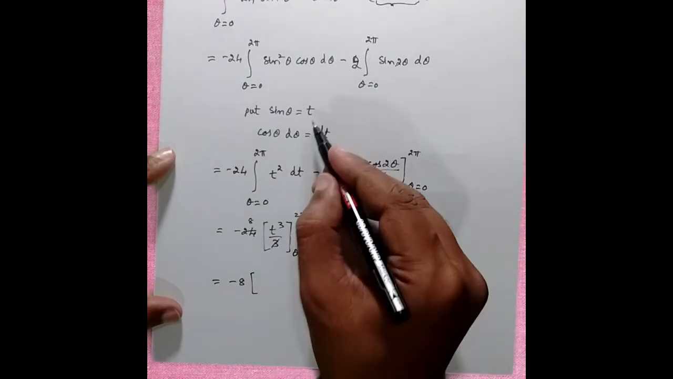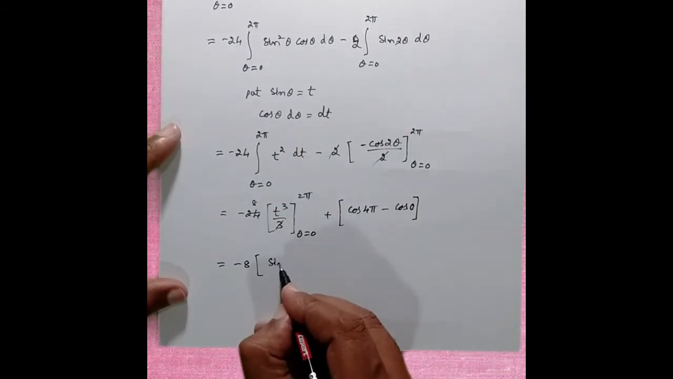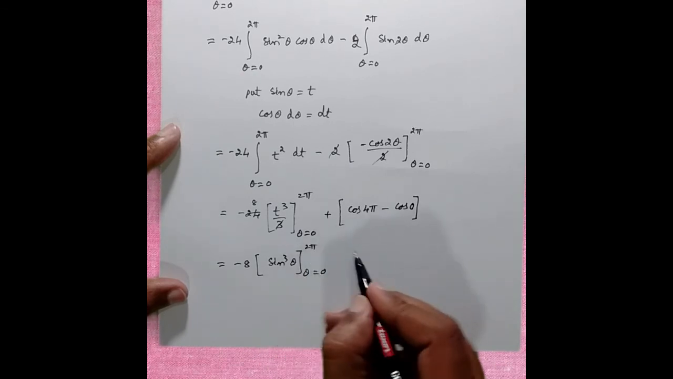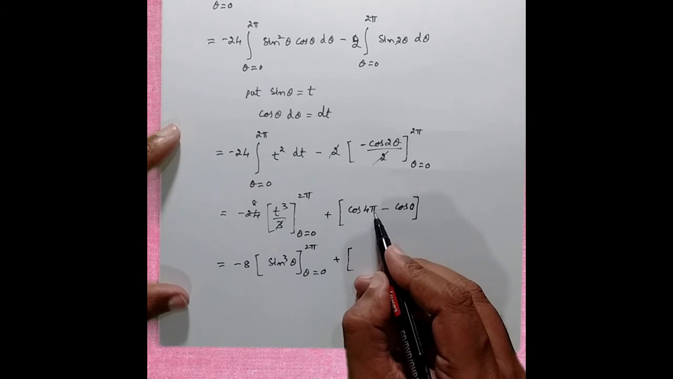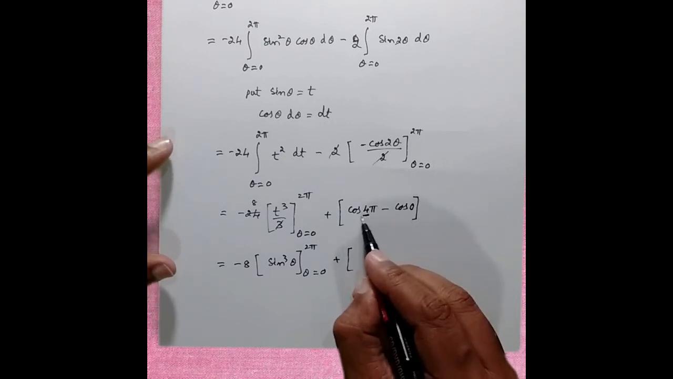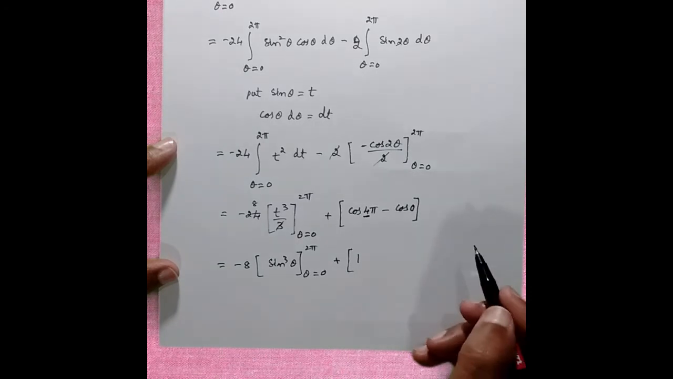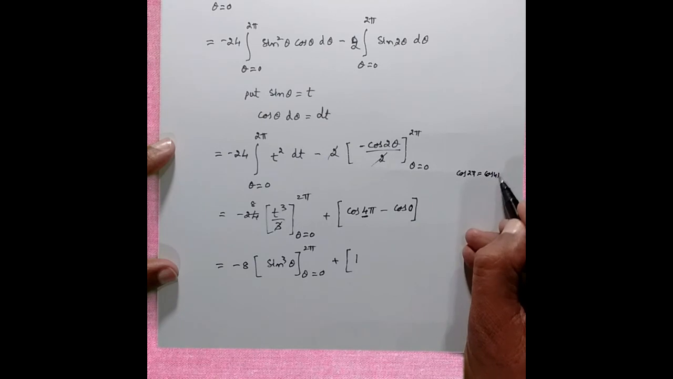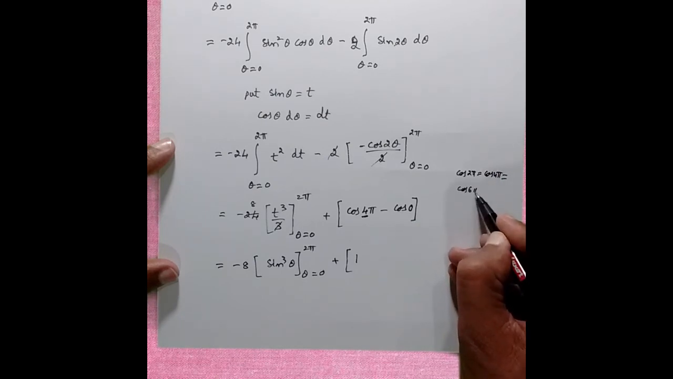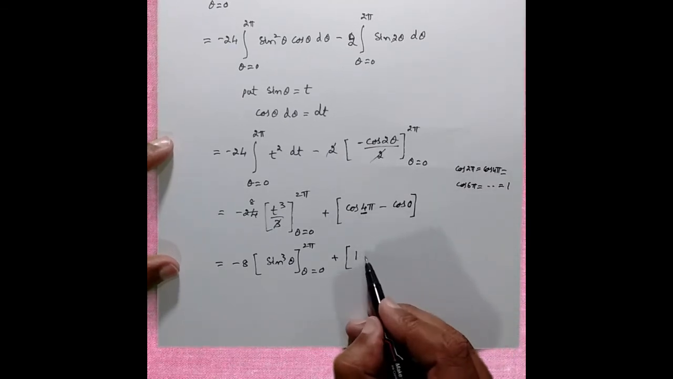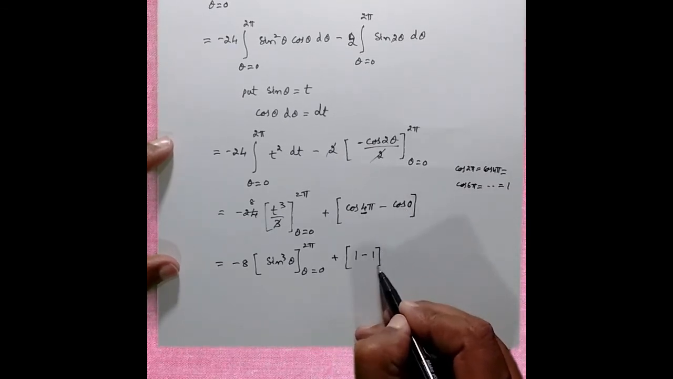Or it is minus of 8 times of, but the t value over here is sine theta, so you can replace that, it becomes sine cube of theta, where theta value is ranging from 0 to 2 pi, plus what is cos of 4 pi value? Cos of n pi, whenever this n value is even, so cos of even multiple of pi will always be 1, like cos of 2 pi, cos of 4 pi, cos of 6 pi, all these even multiples of pi, their values will be equals to 1. So cos of 4 pi value is 1, cos of 0 is also 1.